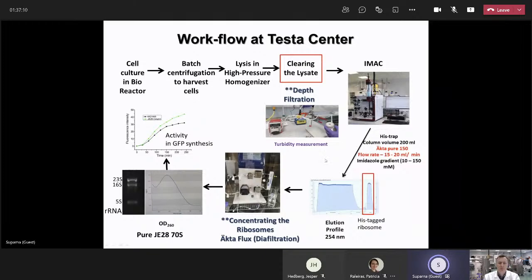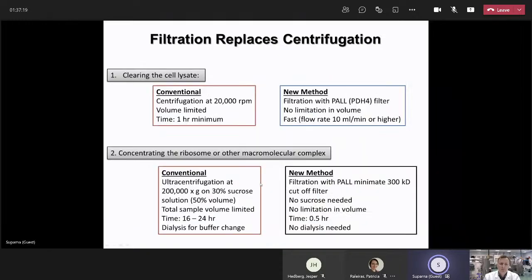That means we managed to save a lot of time by clearing the lysate using depth filtration and then concentrating ribosomes by using diafiltration. So if I summarize, in the conventional method, as I already mentioned, you need to centrifuge at 20,000 RPM, your volume is limited, and you need a minimum of 1 hour.